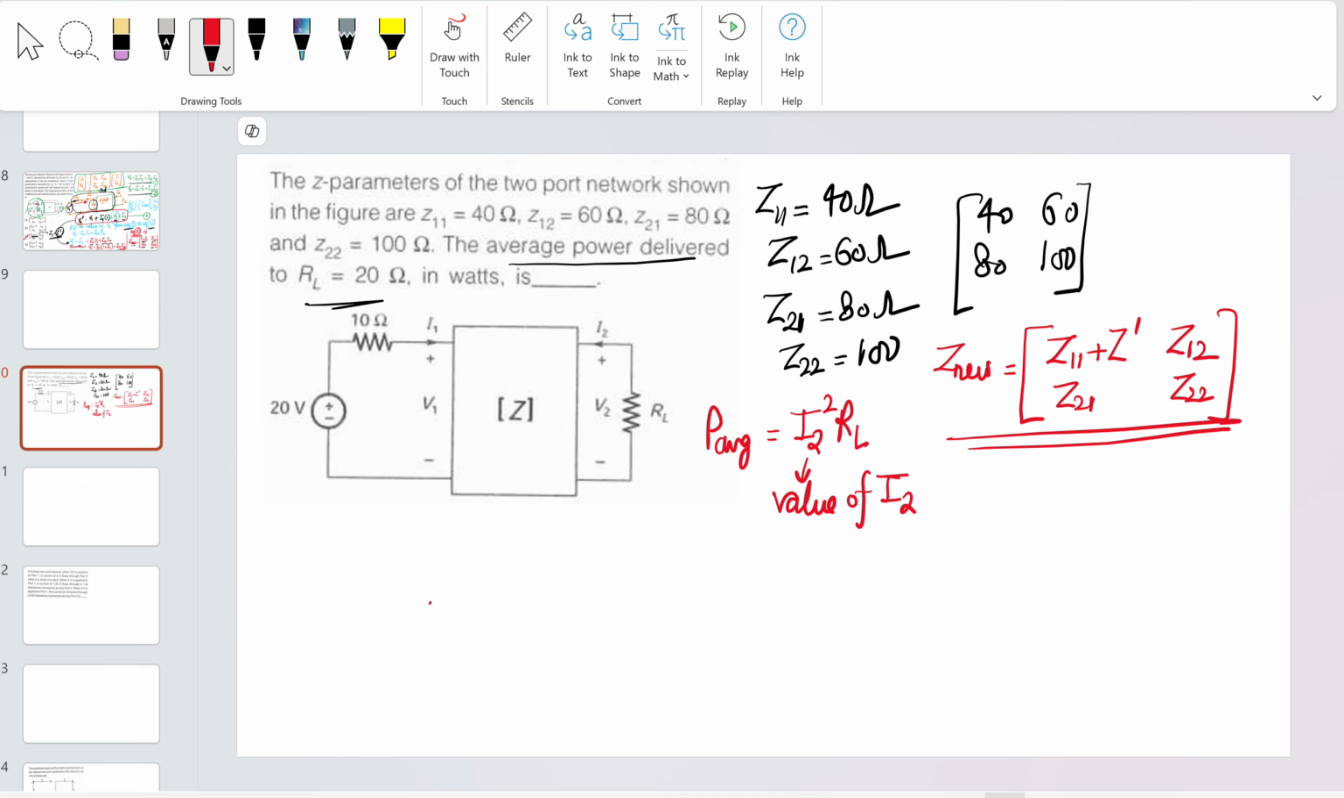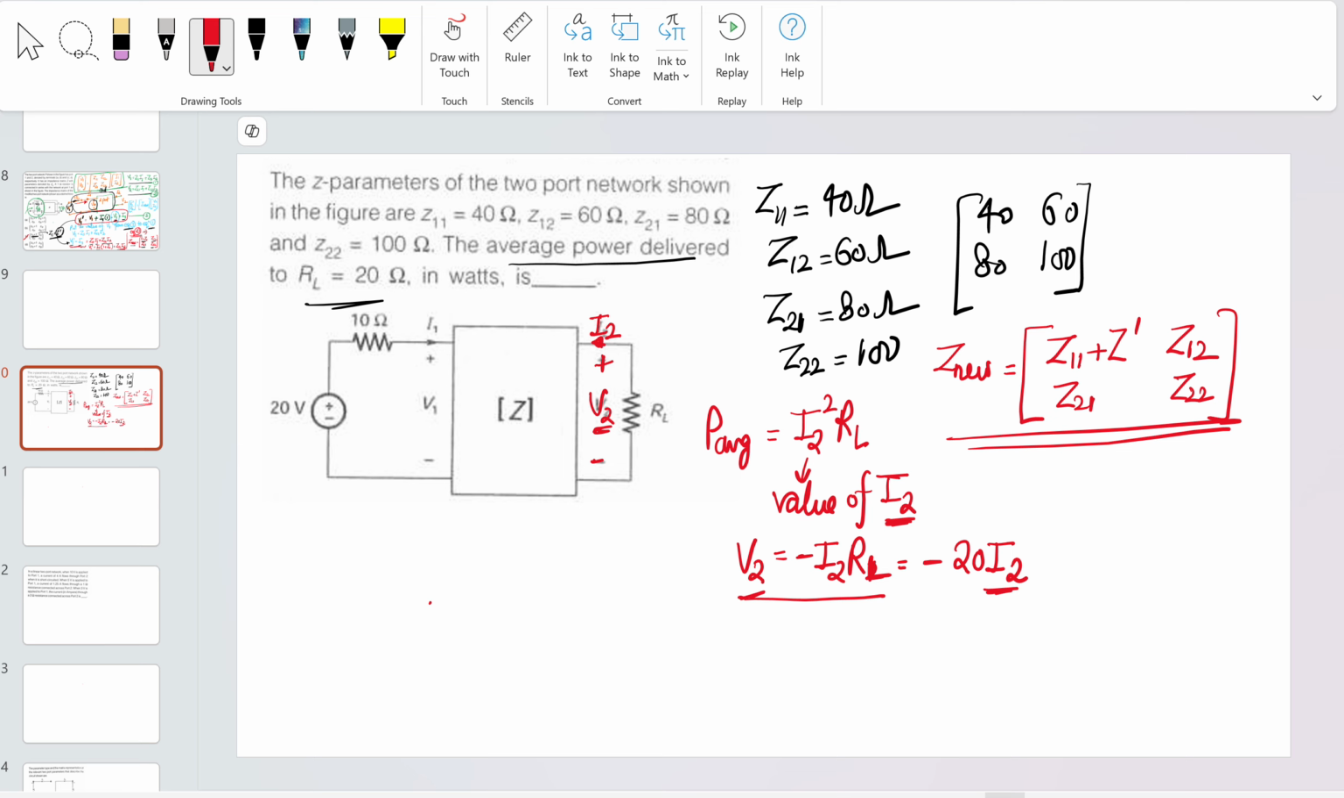The second thing is this V2. V2 is equal to minus I2 times RL, because the current is going out of this system. So V2 is equal to minus I2 RL, which is equal to minus 20 times I2. We needed I2, and we got V2 in terms of I2.